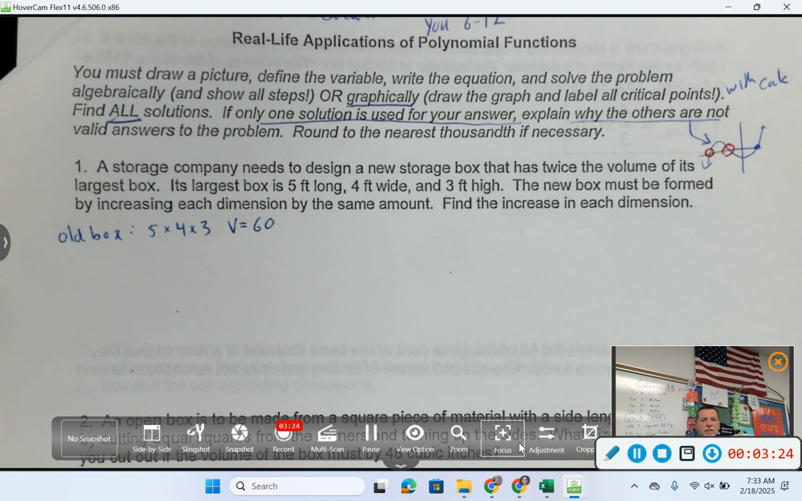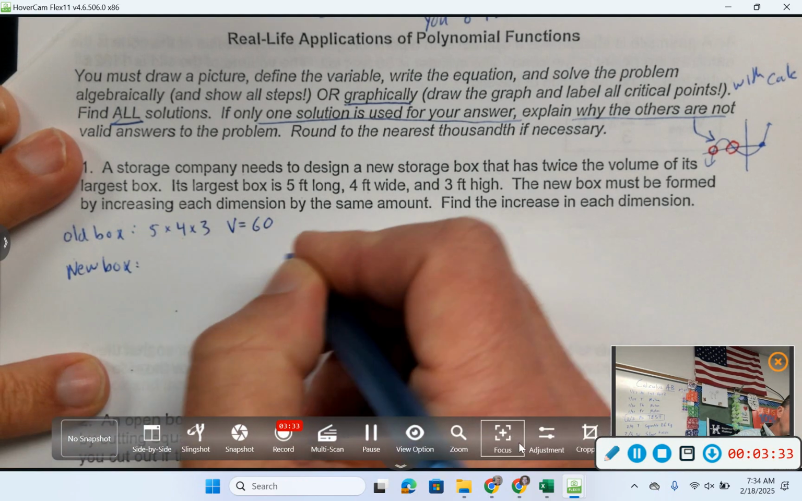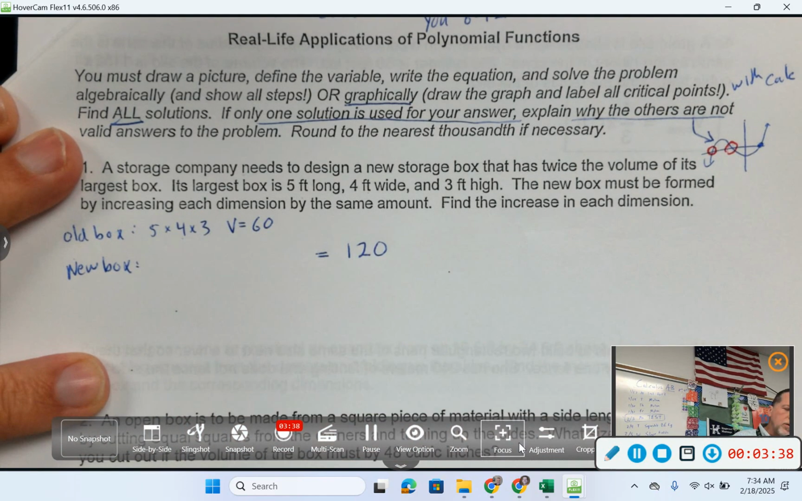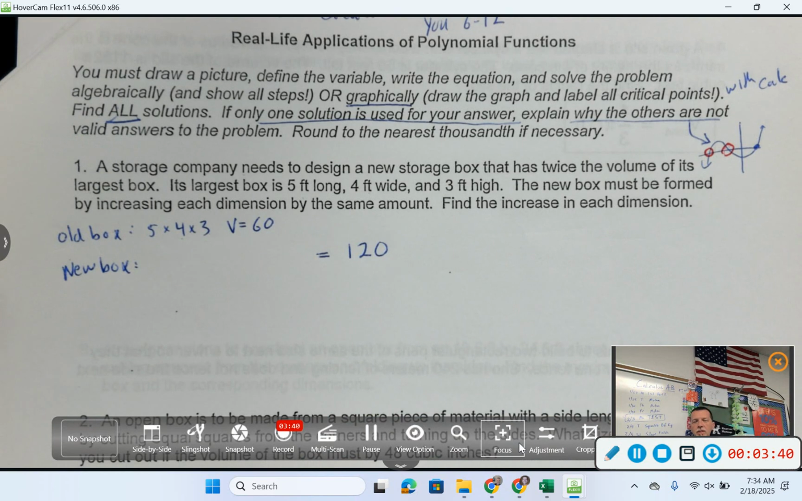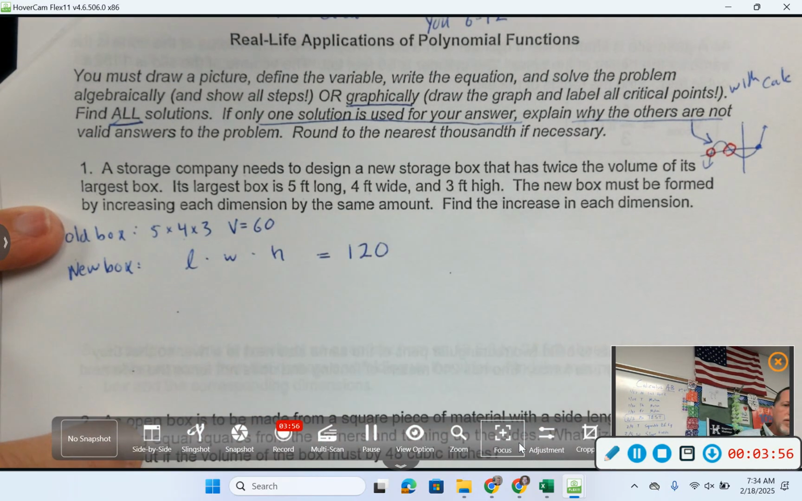The new box needs to have what volume? 120. Twice the volume. So the new box needs to equal 120. The volume needs to equal 120 because we're going to double the size of this box. And for whatever reason, they want to take the 5, 4, 3 dimensions and increase each of them by the same amount. So length times width times height to get volume.